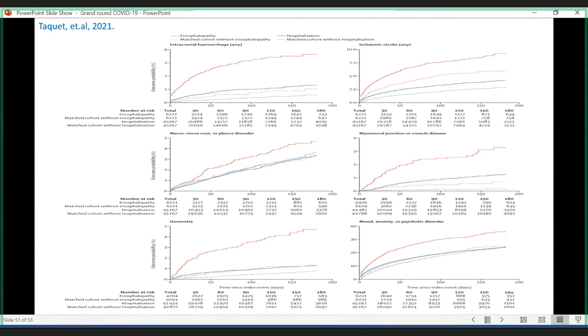And this slide is also showing the same data but in a different way. So the red line here represents patients with COVID-19 who had altered mental status. The red dotted line represents patients with COVID-19 who did not have altered mental status. And the bold blue line represents patients with COVID-19 who were hospitalized, while the blue dotted line represents patients with COVID-19 without hospitalization. And we can clearly see the difference in the neurological complications, very clearly significant here in almost all the complications.